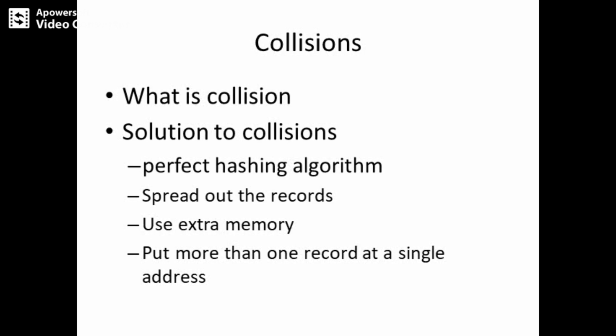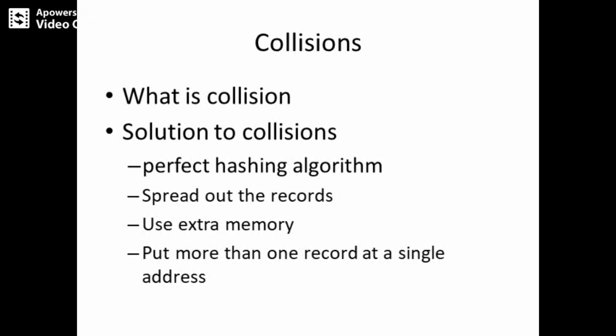So how can we avoid this collision? There are four different ways. One is you need to write a perfect hashing algorithm, such that no collision occurs, right? But nobody can write such a perfect hashing algorithm. There might be one or the other mistakes, in the sense that one way or the other, you will get collision.